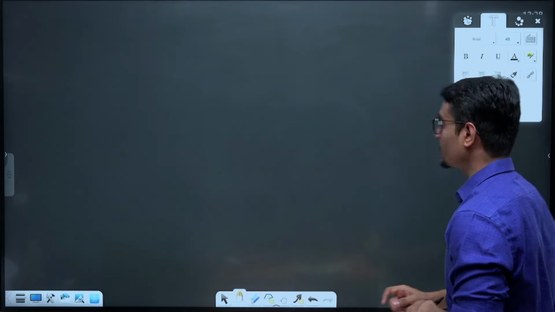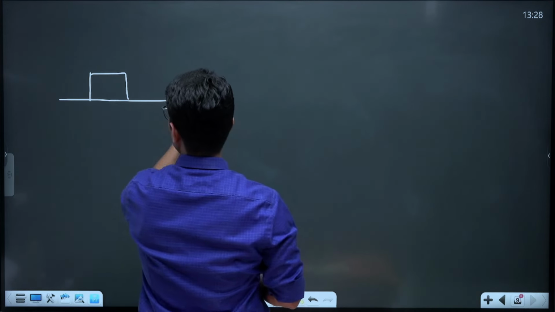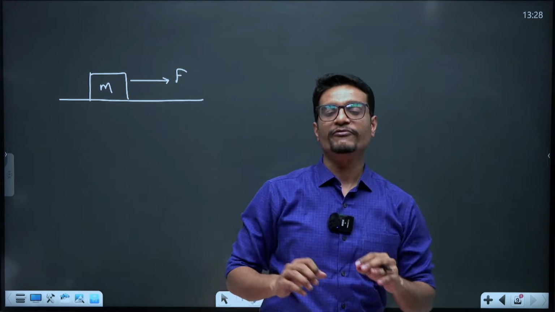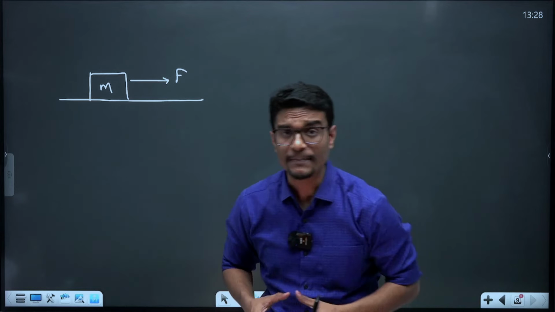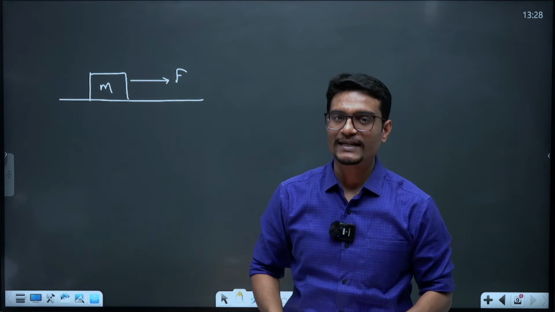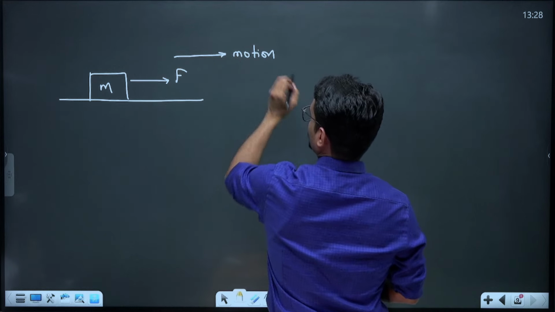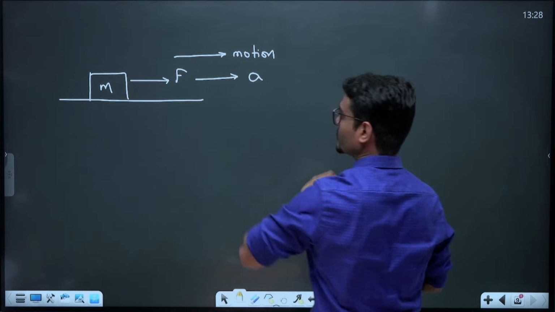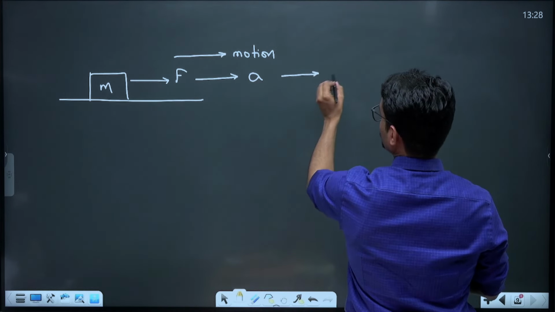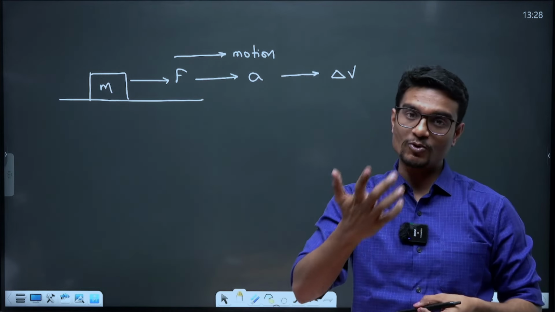My question to all of you is, what will happen if I apply a force F on this block and the block is placed on a frictionless surface? There is no friction, there is a block, and I apply a force. You will simply say, sir, the block will be set into motion, because there is force, there will be acceleration, and because there is acceleration, there will be a change in the velocity. So its velocity will change because of the force.